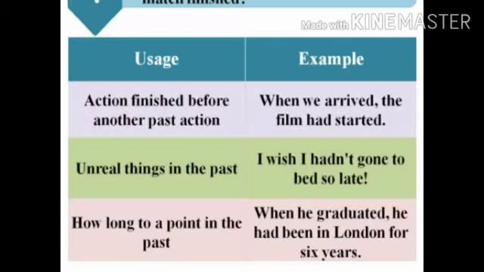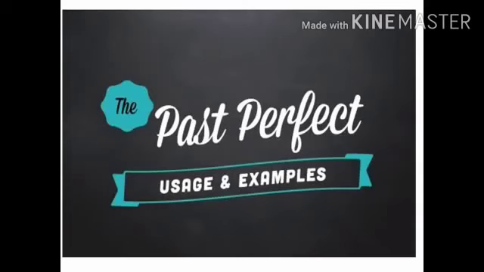So we use the past perfect when actions finished before another past action. The film had started is the first finished action here and we arrived is another past action. For unreal things in the past, I wish I hadn't gone to bed so late. This is a finished imaginary action. How long to a point in the past. Example, when he graduated, he had been in London for 6 years. This is a finished long duration action.